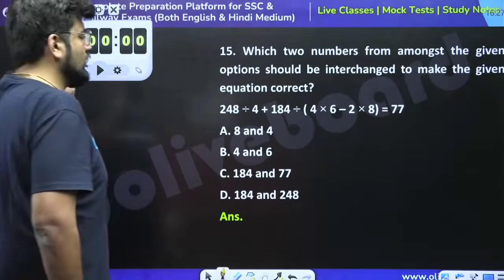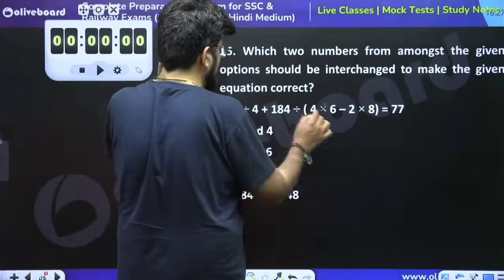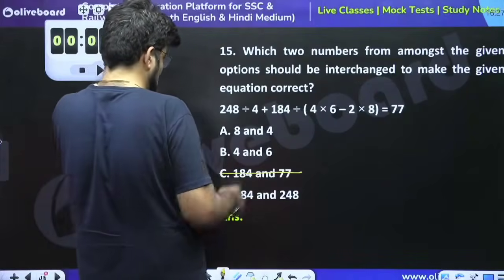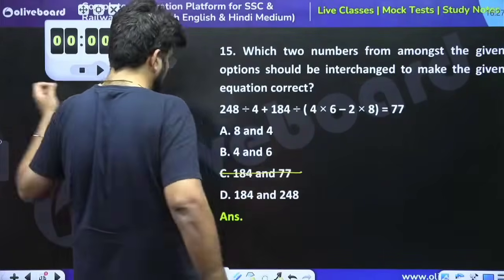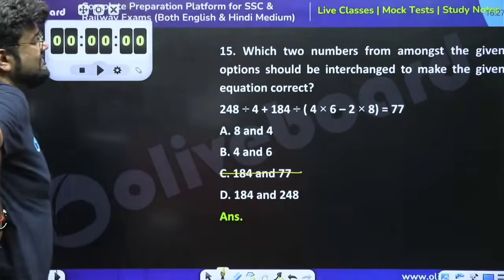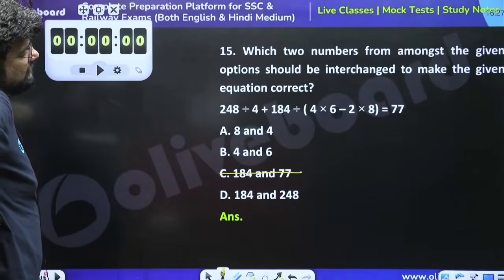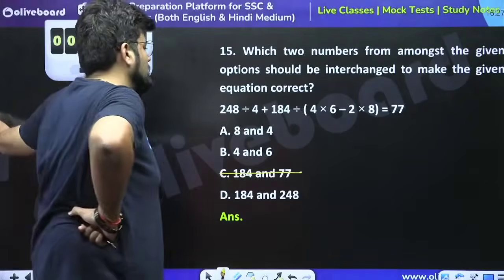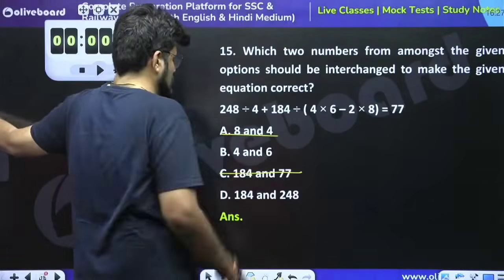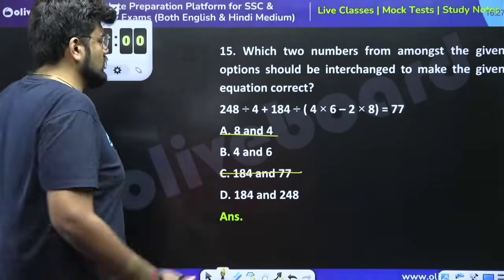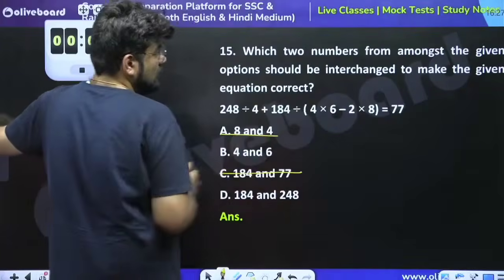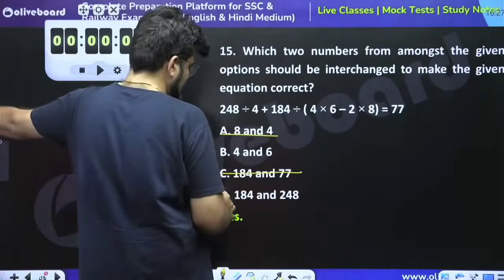Now if 184 I change with 77, 77 divided by this is not possible, so this is not again. 8 and 4, if I change 48 minus 8, 40. 184 will not be divisible by 40, so this is also useless. 4 and 6 is useless only. I mean, yeah, we have a 4 here, but still we can change it here also, no? So I think this has to be the correct answer.